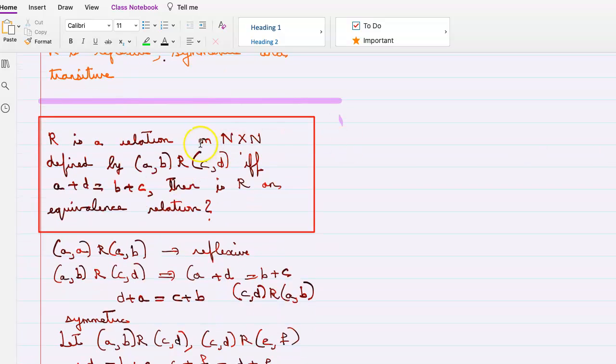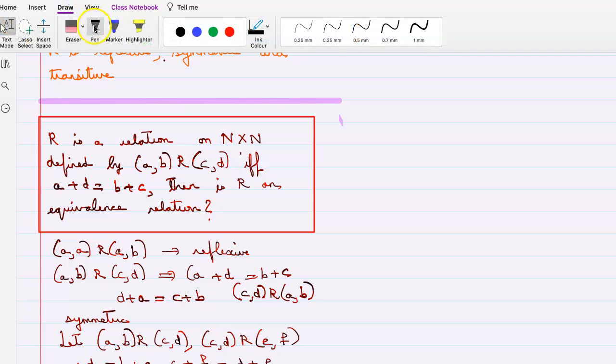R is a relation on N cross N defined by (a,b) is related to (c,d) if and only if a + d = b + c. Is R an equivalence relation? Now (a,a) is related to (a,a). It is actually (a,b) is related to (a,b). Just change it to (a,b) is related to (a,b). So it is reflexive. Then (a,b) is related to (c,d) implies a + d = b + c. So d + a = b + c. That means (c,d) is related to (a,b).